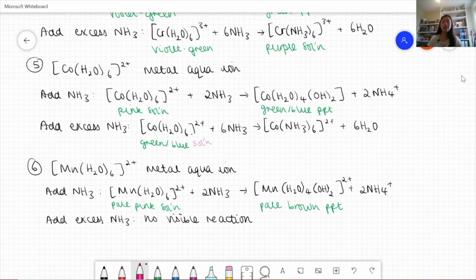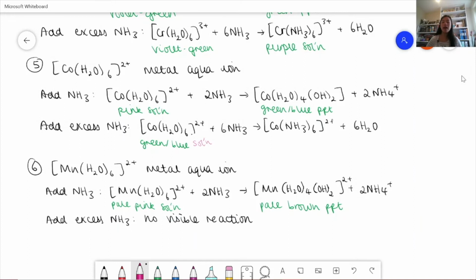Now looking at manganese, the manganese 2+ metal aqua ion, if we add ammonia to it, then what happens is the pale pink solution forms a pale brown precipitate, which is uncharged. And also NH4+ is formed because NH3s have acted as bases. And then when we add an excess of ammonia, there's no visible reaction.